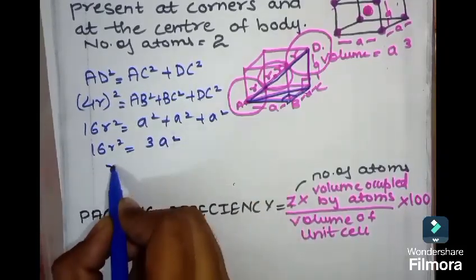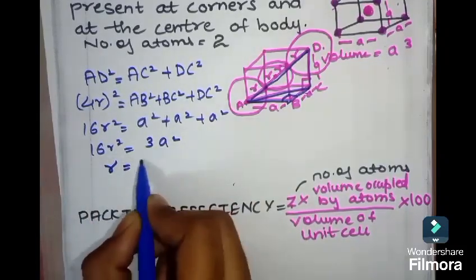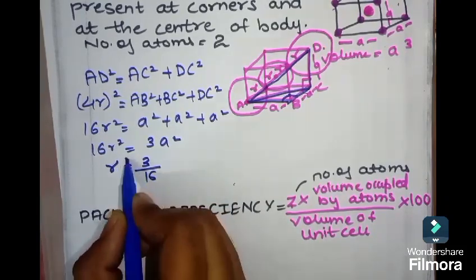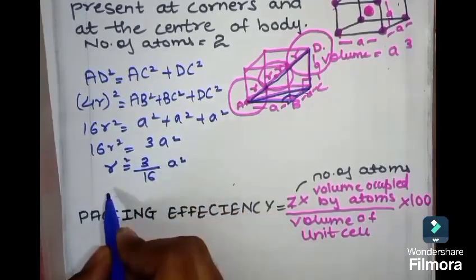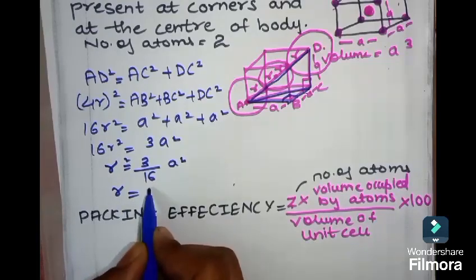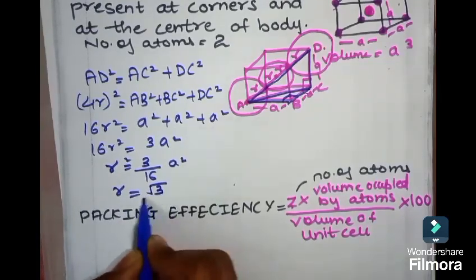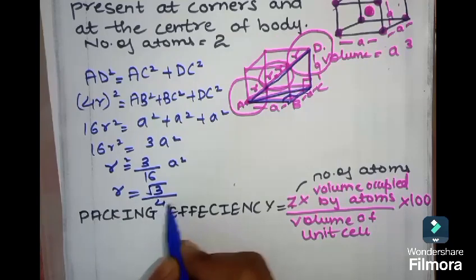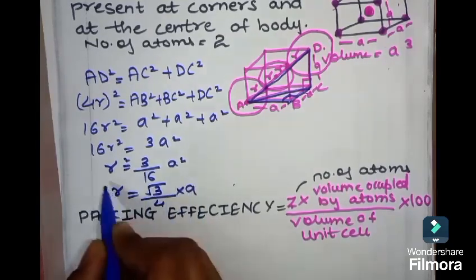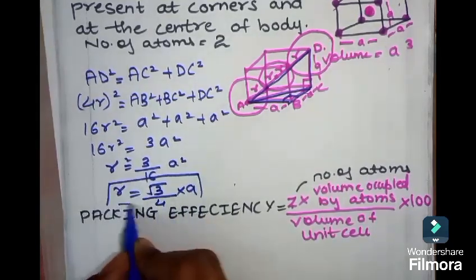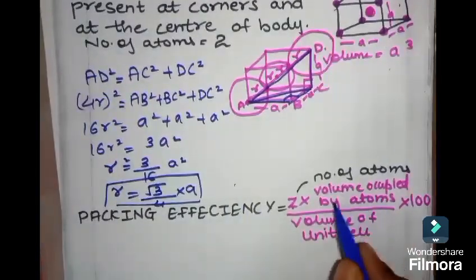Now we have to find the radius over here. So we'll shift the 16 over this side. And now I have to take the square root for finding out the radius. So root 3, and the square root of 16 is 4, and this is A. So now I have got the value of radius, r equals root 3 by 4 times A, which I can put in this formula.